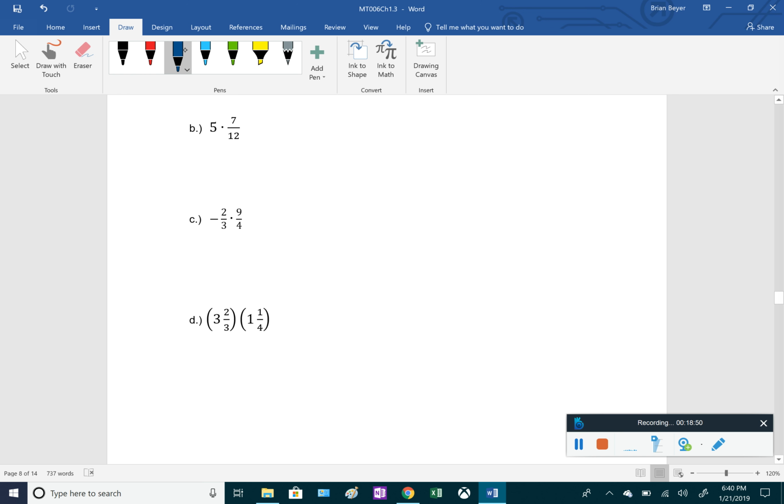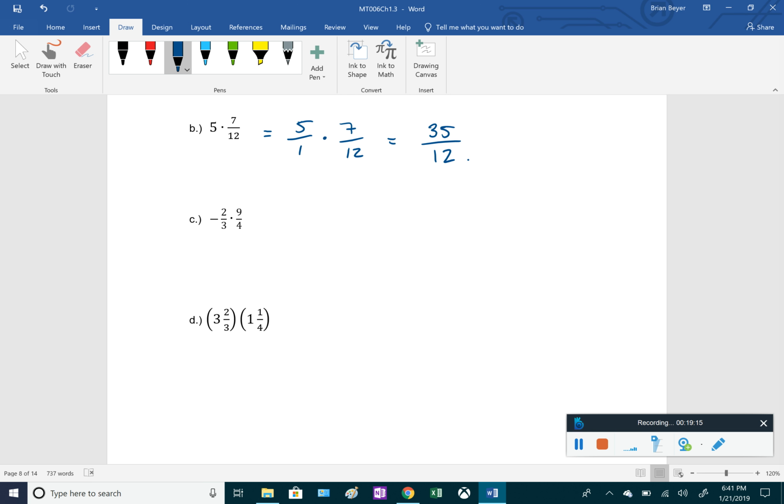For the next one, we have 5 times 7/12. For this one, we have to use the fact that 5 is the same thing as 5 over 1. So it's 5 over 1 times 7 over 12. So we're going to multiply. 5 times 7 is 35. 1 times 12 is 12. Can't be simplified, so we are done. And I'm going to leave it as an improper fraction.